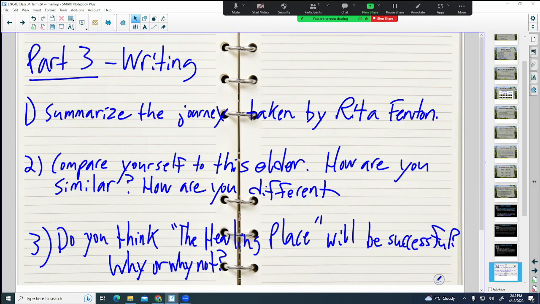So we have to summarize her journey. We have to summarize the journey of this elder, Rita Fenton. We are comparing ourselves to this elder, how we're similar, how we're different. And we're thinking about the healing place, and answering the question, will it be successful or not?